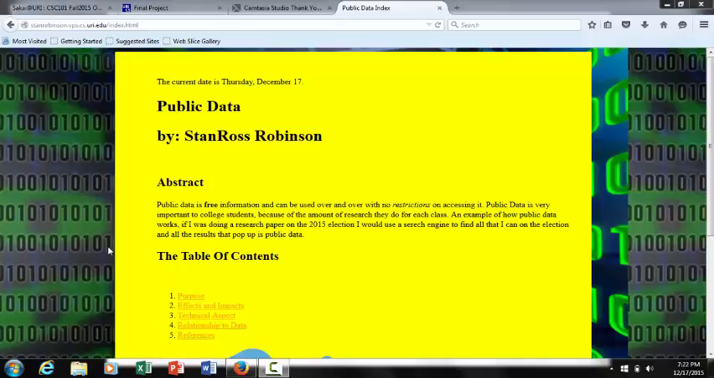Just to give you an idea of how public data works, if I was doing a research paper on the 2015 election, I would go to a search engine such as Google or something like that to find all that I can on the election. And anything that pops up is public data, because what is it? It's free, and it has no restrictions.